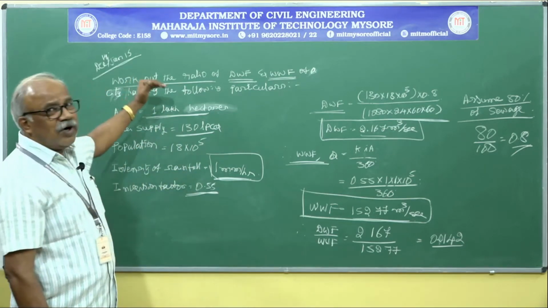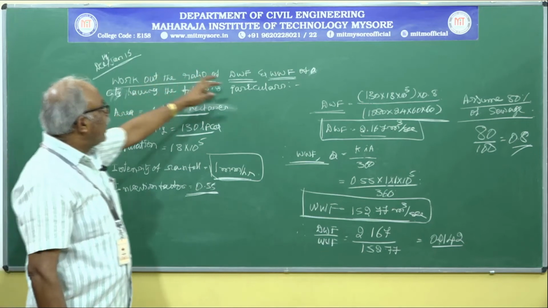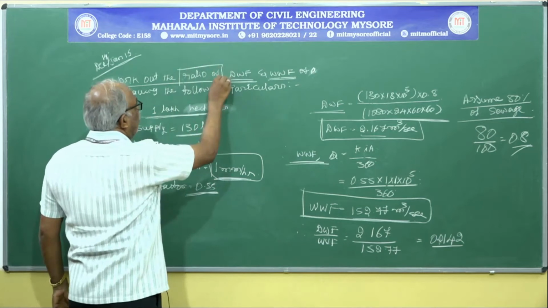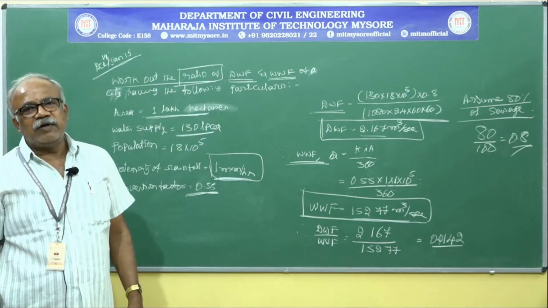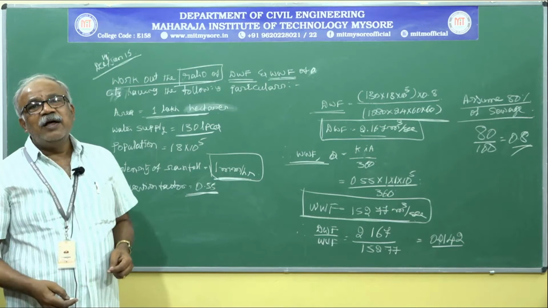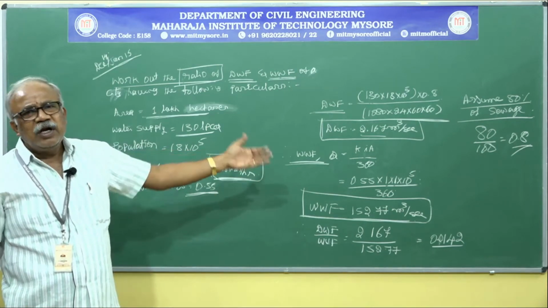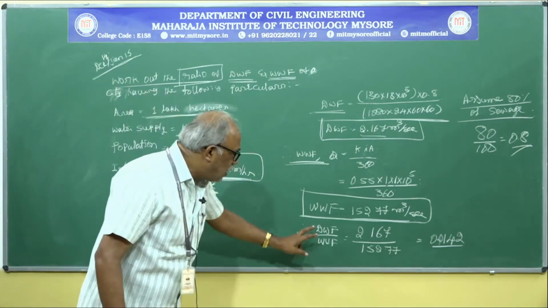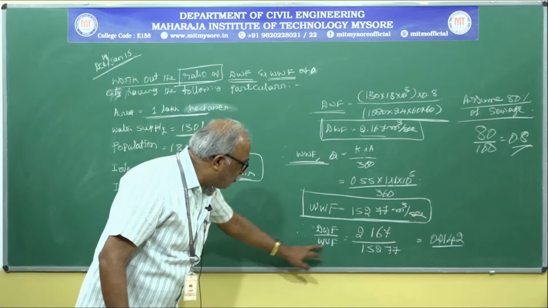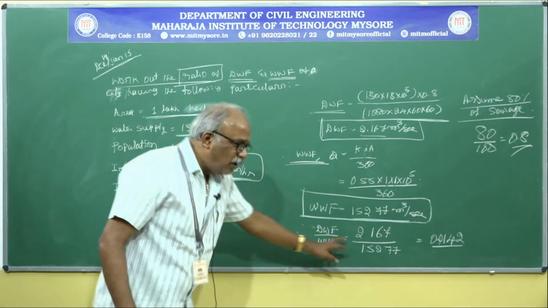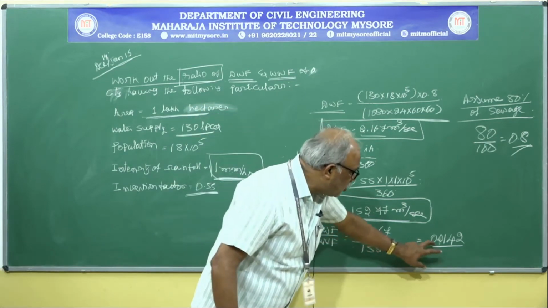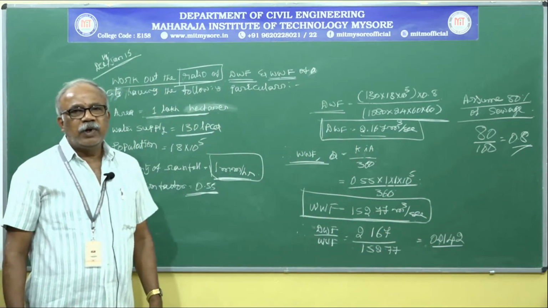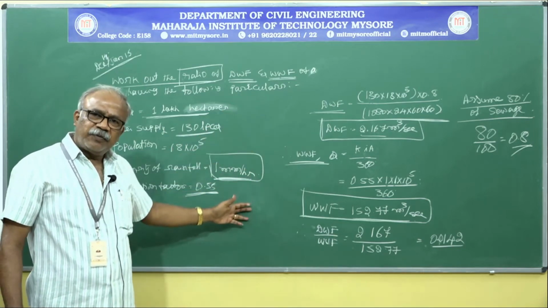So according to the given data, what do we have to calculate? Dry weather flow and wet weather flow, and the ratio of dry weather flow to wet weather flow. How to calculate the ratio? We already know the dry weather flow as well as the wet weather flow. So directly, dry weather flow divided by wet weather flow. I am entering these data. Finally, I calculated the ratio is 0.0142. Are you clear or not?